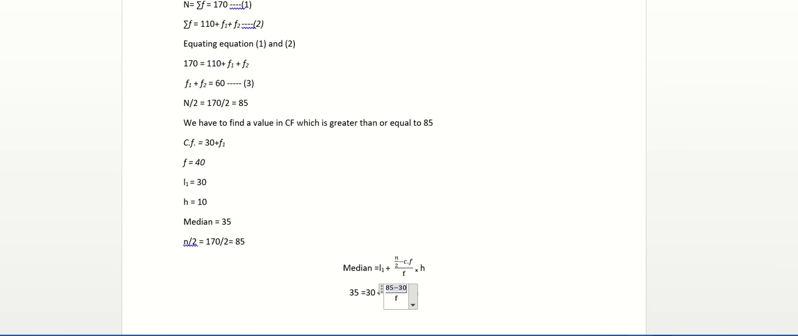So this can become 30 minus, because there is minus, this is minus. So this becomes 30 minus F1, okay? Divided by frequency is 40. This is 40 and H is 10.